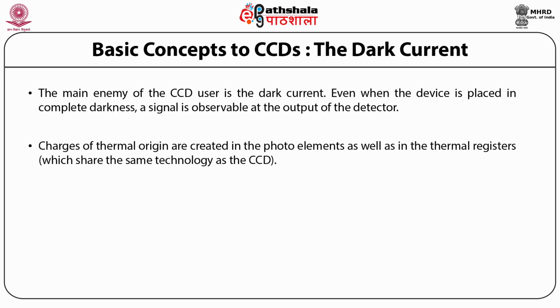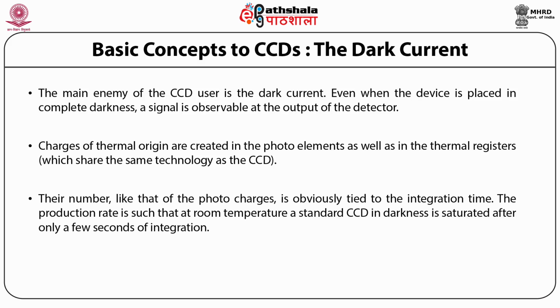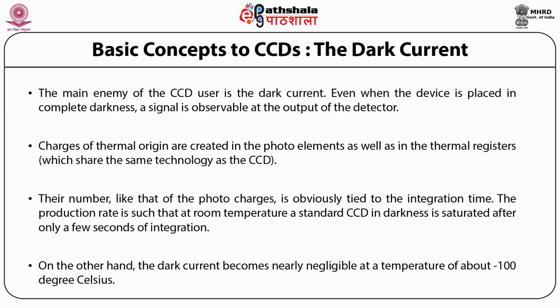Charges of thermal origin are created in the photoelements as well as in the thermal resistors. We share the same technology as the CCD. Their number, like that of a photocharge, is obviously tied to the integration time. The production rate is such that at room temperature, a standard CCD in darkness is saturated after only a few seconds of integration. On the other hand, the dark current becomes nearly negligible at a temperature of about minus 100 degrees Celsius.